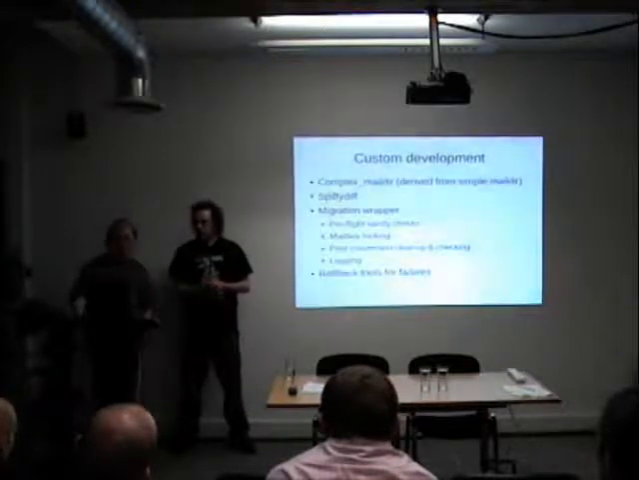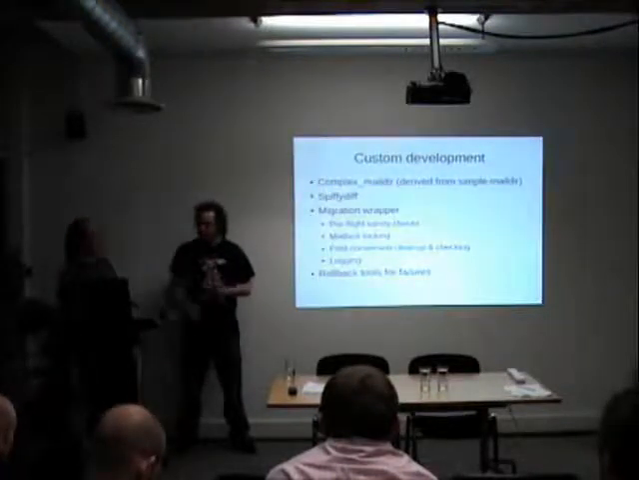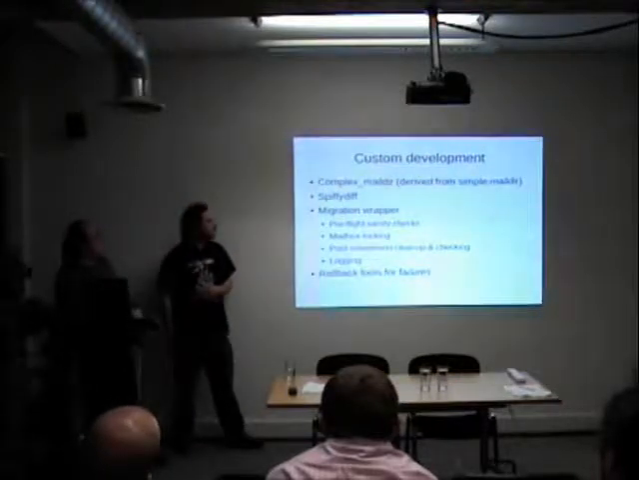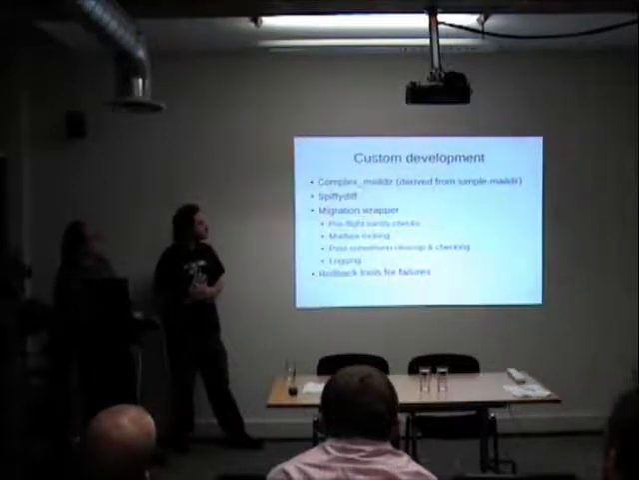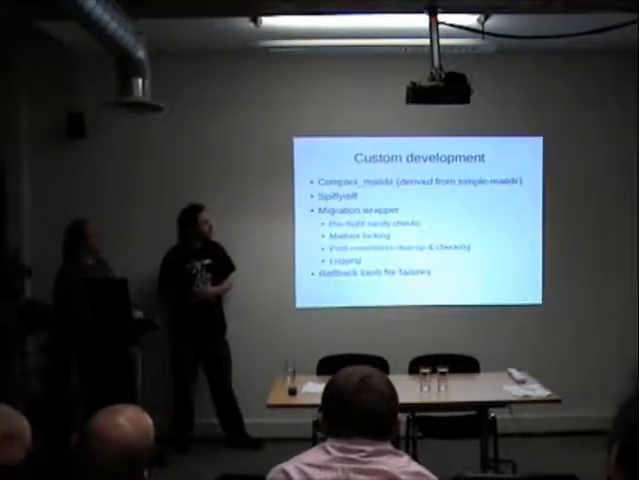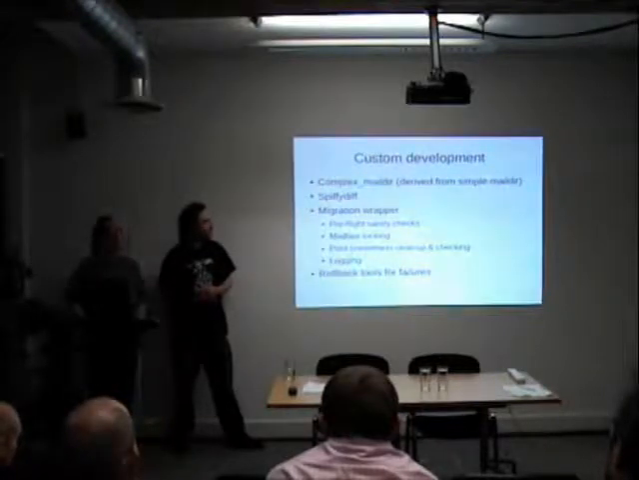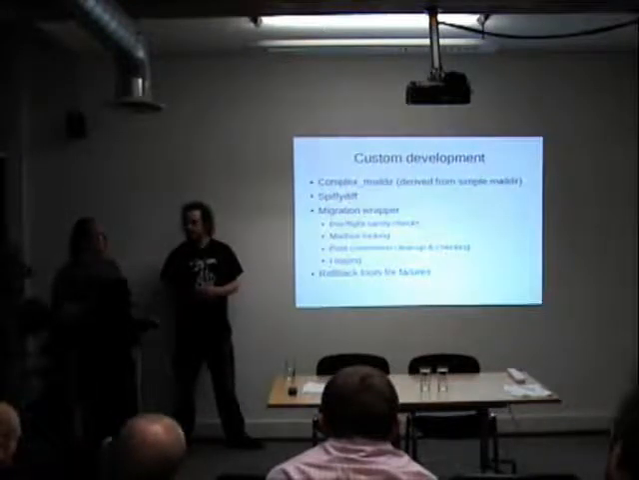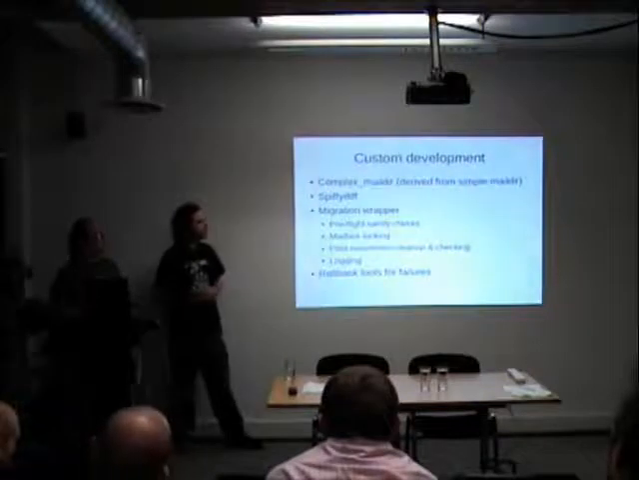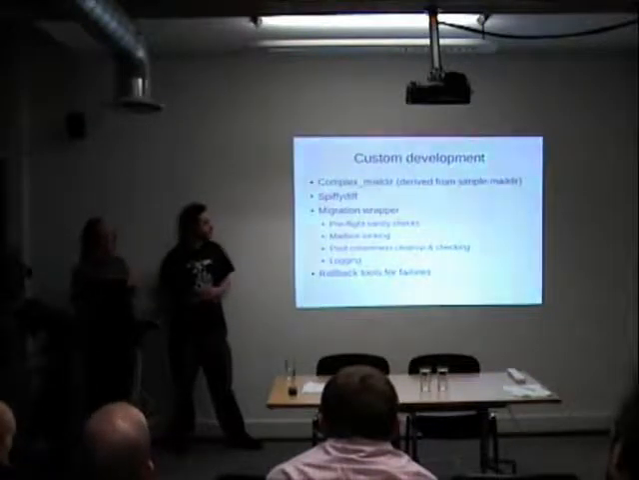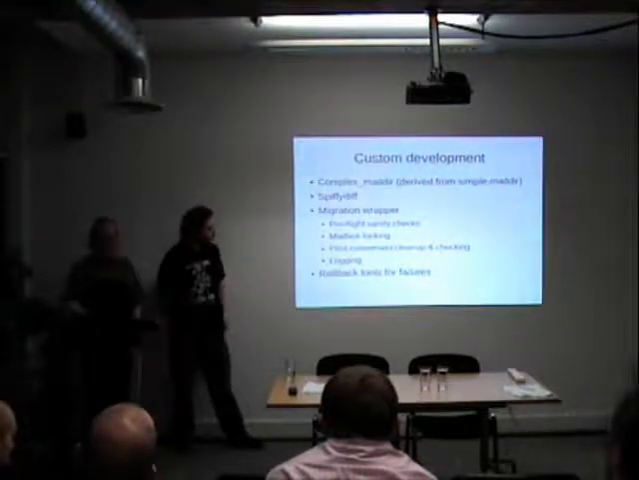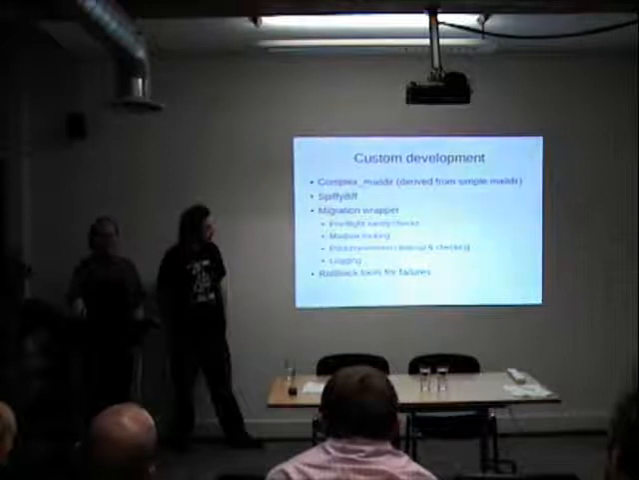Okay, so custom development. Basically, we built 3 main tools. There was a program we found called Simple Maildir, which was GPL, and we rewrote it from the ground up to become Complex Maildir because we wanted it to have a lot more attention to detail. We wrote a program called SpiffyDiff, which allows you to diff 2 mail sources. We wrapped it all up with a migration wrapper, which does all the checking, locking, logging, cleanup, and then we rewrote a few other bits and bobs here and there, which we can cover later.